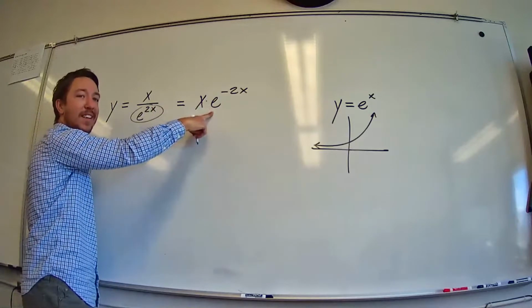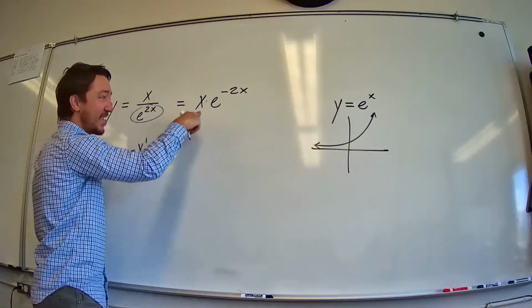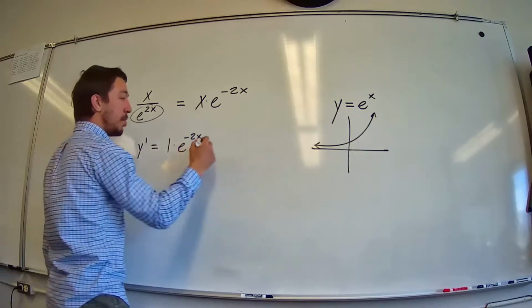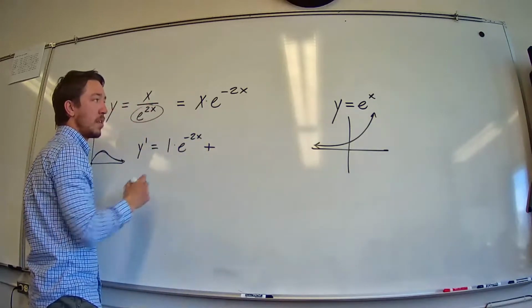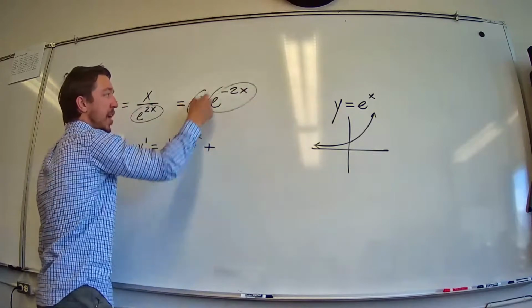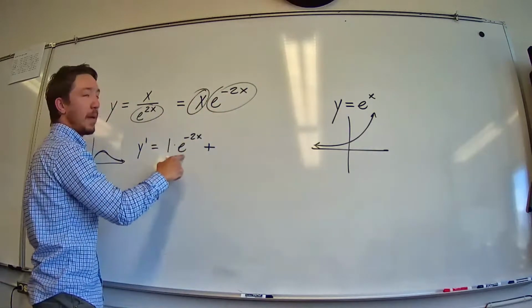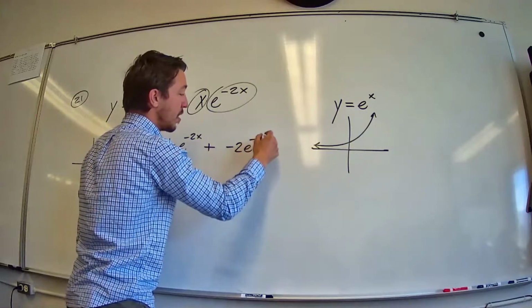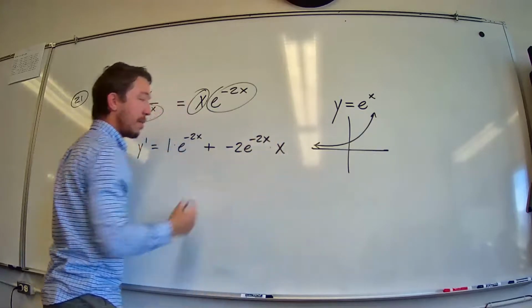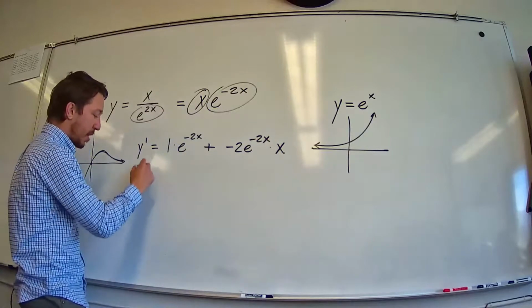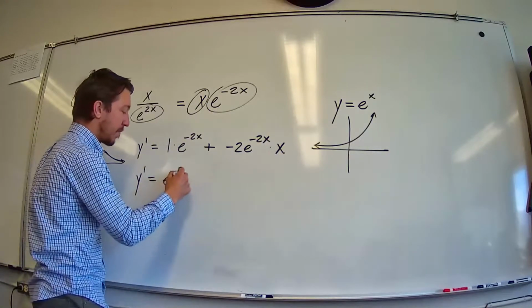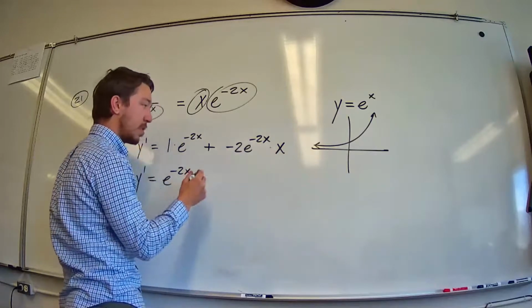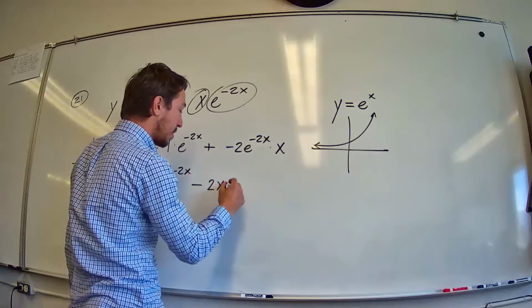Because now you can use the product rule. So you go a prime times b, plus, what's b prime? This is my a, this is my b. A prime times b. Negative 2e to the negative 2x. Good, there's my b prime times my a. I'm going to write it a little more nicely: e to the negative 2x minus 2x.